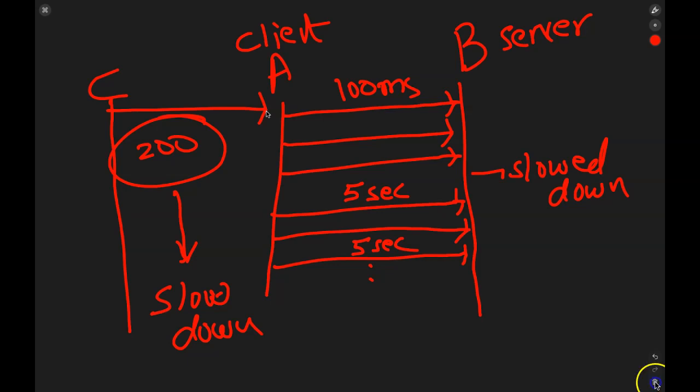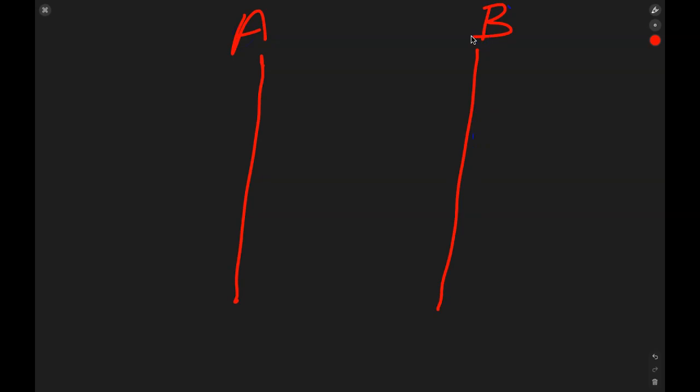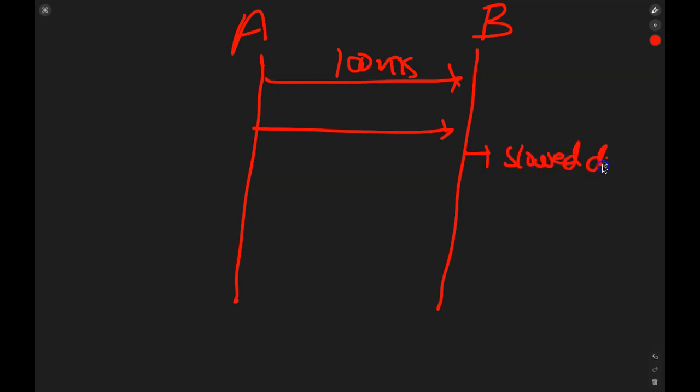Now let's see what would happen if we have a circuit breaker in place. Again, the same design: we have the same two services, service A and service B. Service A keeps making calls to service B, and each call is taking about 100 milliseconds. Now at this point service B has slowed down, but we have a circuit breaker installed in service A.